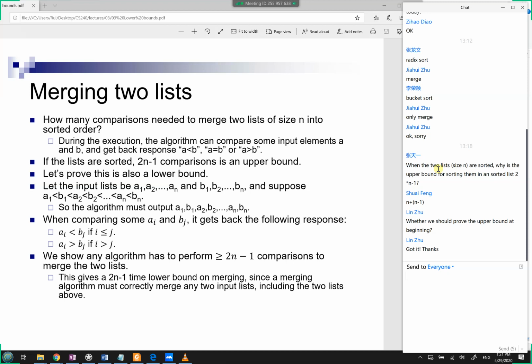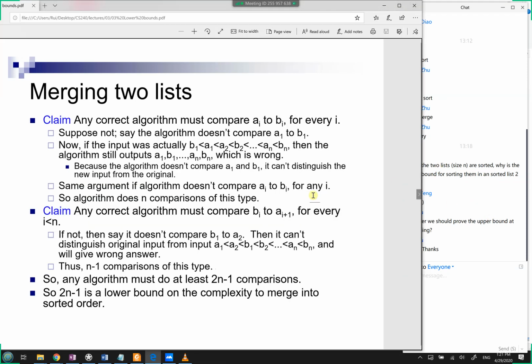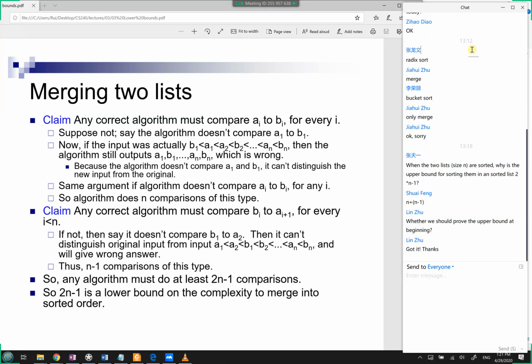We have these two types of comparisons: the A_i and B_i comparisons. We show that you have to do every one of these comparisons, and that's n comparisons right there. Then we also have the other comparisons, B_i with A_{i+1}, and we show that you have to do all those comparisons. That is going to be n minus 1 comparisons. So altogether, that's 2n minus 1 comparisons. Any questions why these two claims are true?